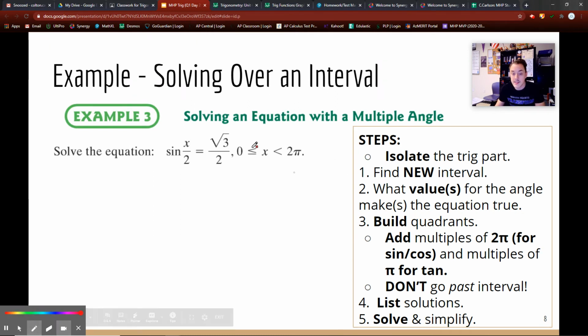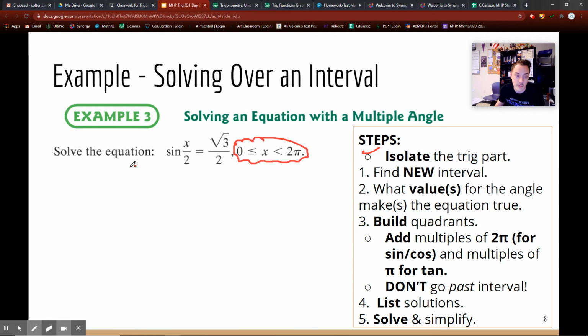example. Same steps as before. It is isolated, so that's a check mark. Find the new interval. So I'm going to change this and change it to my new interval. So what's my first step? My first step is this. I see that this is technically sine of 1/2 times x, right? So that means I need to multiply by 1/2, multiply 1/2 to all of these, this solution here.